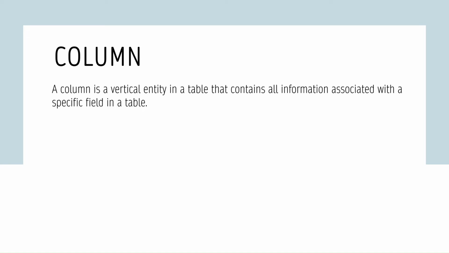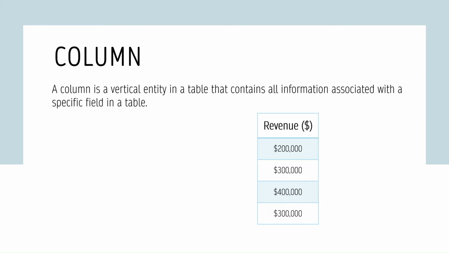Let's now move on to the next one, which is column. So a column is a vertical entity in a table that contains all the information associated with a specific field in a table. So that's how the vertical thing, this is a column in a row. So the column name is revenue. Okay. The next important term is null.